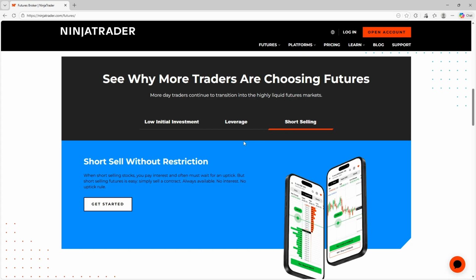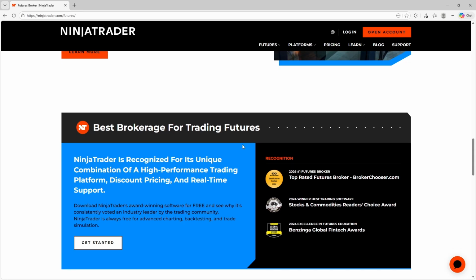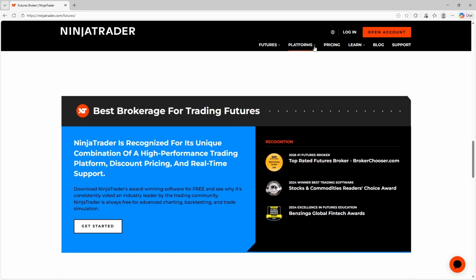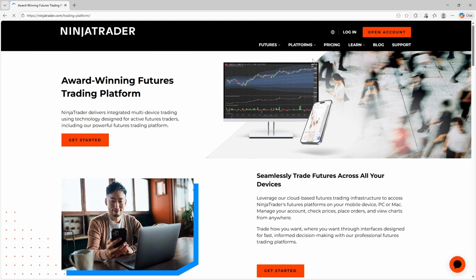Market Replay allows users to practice strategies using historical data as if markets were live, while advanced order types like bracket orders, trailing stops, ATM strategies, and one-click execution support fast decision-making in volatile environments.